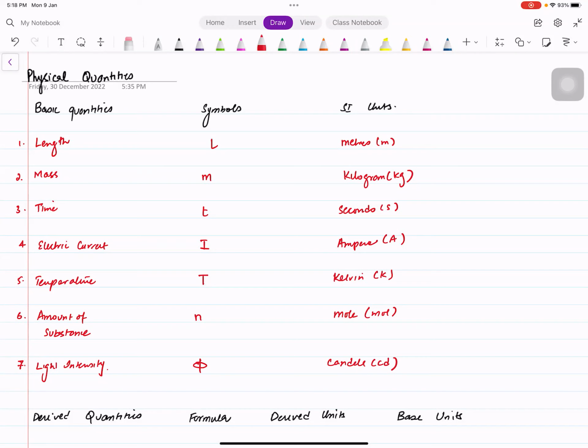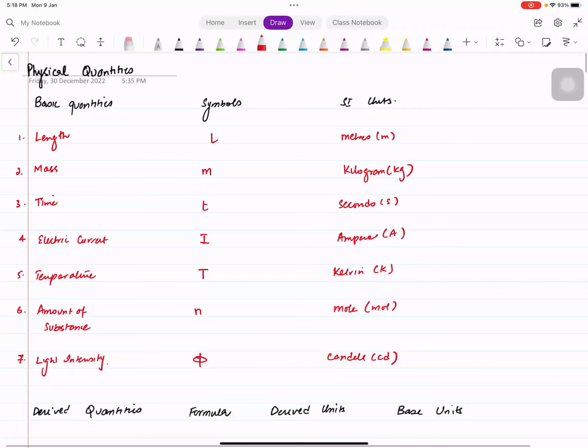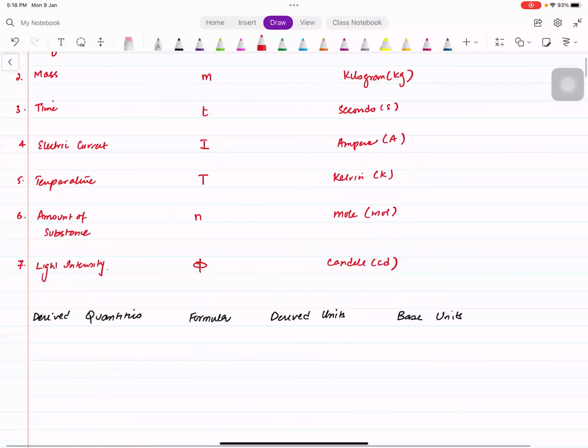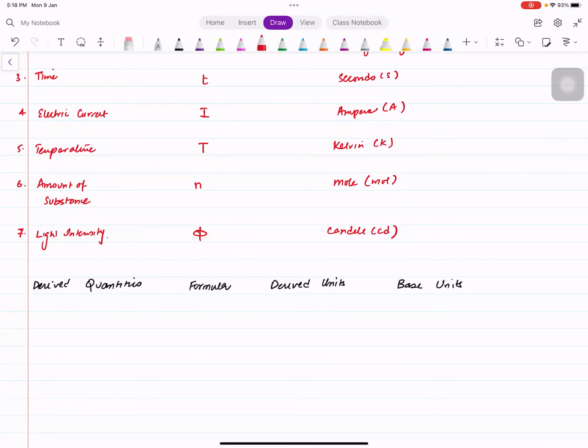Then what happens is that we need to learn about the derived quantities, their formula, derived units, and base units. You can write this down if you want to, rather quickly. So for derived quantities, let's learn it a bit and then we'll start doing the questions.